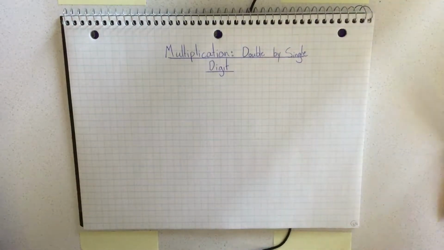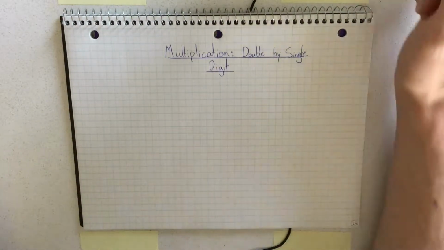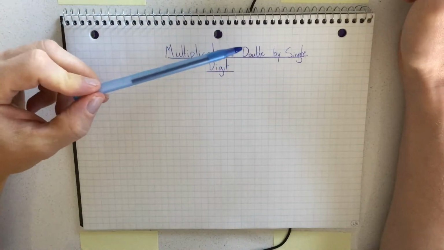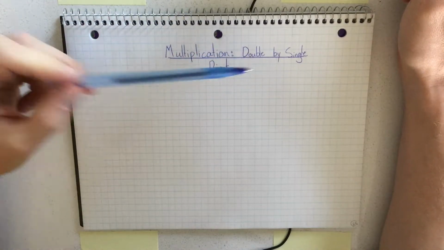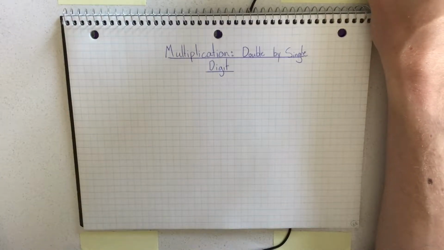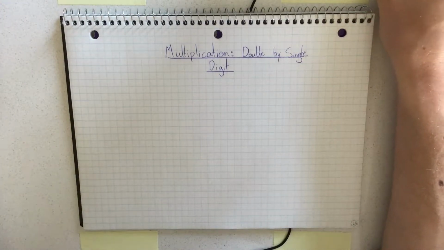Hello, this is Mr. Ford, and today we're going to be looking at multiplication of operations that include a double digit by single digit factors. So what are these types of problems?